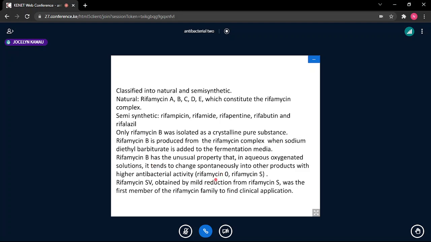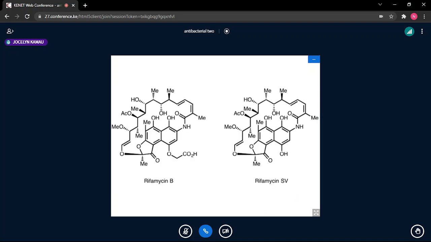There was rifamycin O, whose structure we have looked at, and rifamycin S. Rifamycin S, obtained by mild reduction from rifamycin SV, was the first member of the rifamycin family to be used clinically. And of course, we did say it still had a disadvantage in that it could only be used intravenously. So these are molecules that are unstable, they undergo several spontaneous changes, and therefore, because of that instability, there is need for structural modification to give us a molecule that has stability.